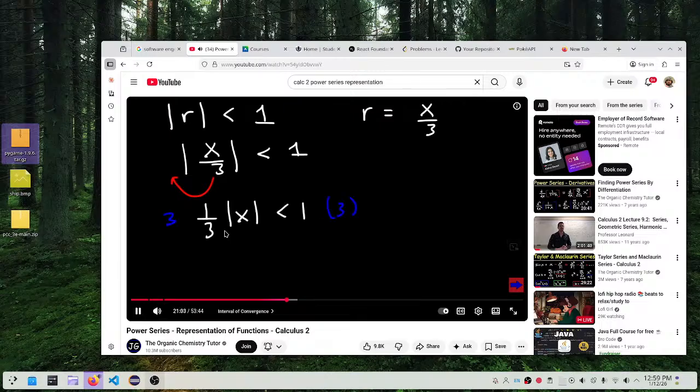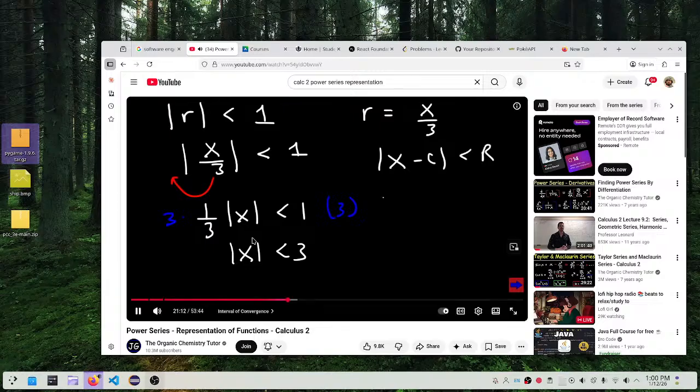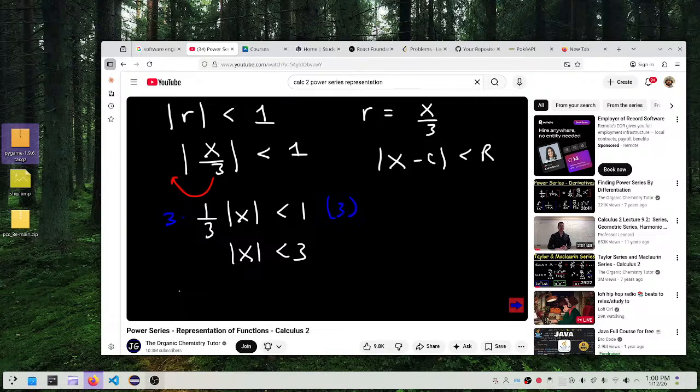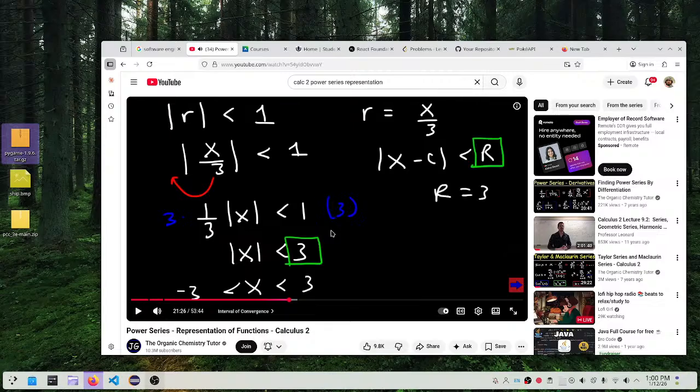The next step is to multiply both sides by 3. And so the absolute value of x is less than 3. Now once you have it in this form, you can identify that it's centered at x equals 0. So the interval of convergence is negative 3 to 3. And so this is the second part of the answer.